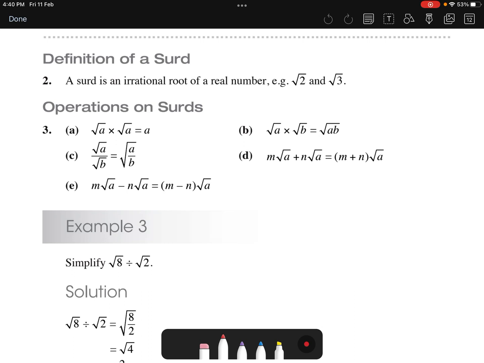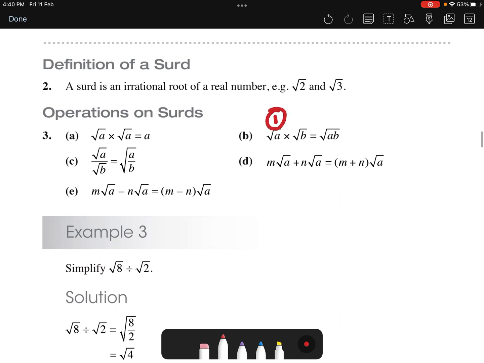So the second operation will be if my first surd and the second surd are different. So for example, square root 2 multiplied by square root 3. What should I get? I should get square root 6, because 2 times 3 is 6. Alright? So as long as the surd is different, we cannot just get rid of the square root or cube root. Right?